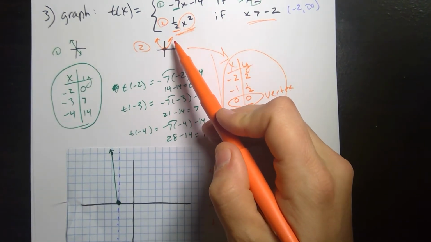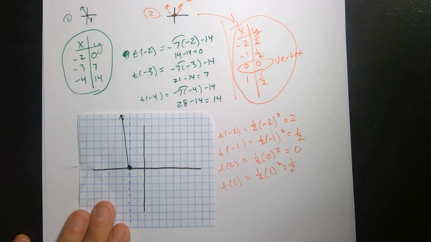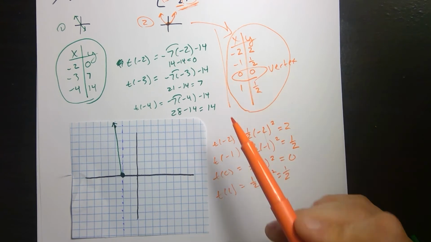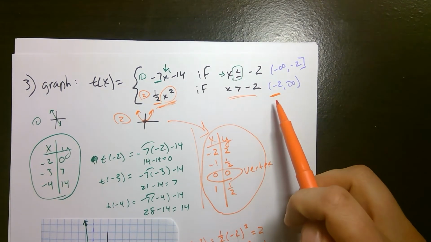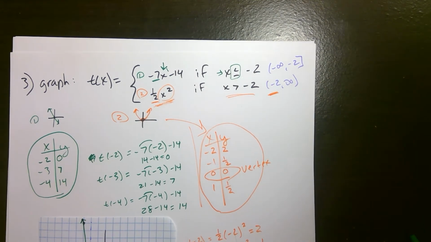I already know it should look like a parabola. However, it's only going to be occurring on the right-hand side of this purple line. And so I'm going to come over here and graph these 4 points, but I have to pay close attention. Notice up here in my domain that my negative 2 is with a parenthesis. So that means when I go to graph it, it's going to be an open circle.